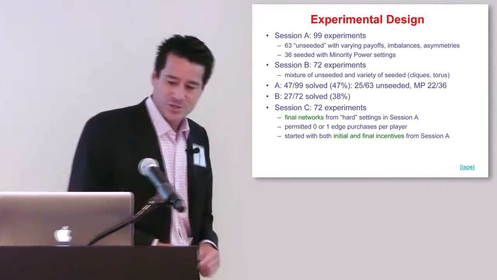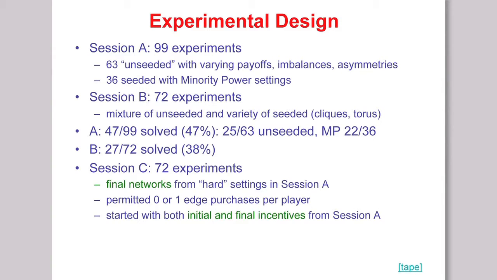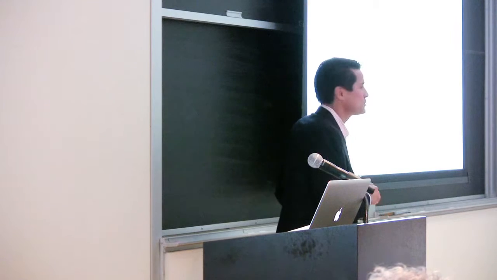So we ran a third session in which we ran 72 little experiments, in which we took the final networks from session A, in which the subjects had failed to reach consensus. We took the networks that they built in session A that were hard, and we ran these both in conditions in which they couldn't buy any edges, and in which they could buy one, to have some cognitive comparability to the edge purchase scenario. But most importantly, we ran all these experiments from two initial conditions. One is one in which the incentives on the hard network were the initial incentives of the players from session A, and the other is when it was the final incentives.